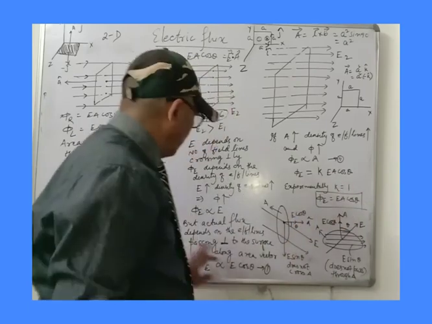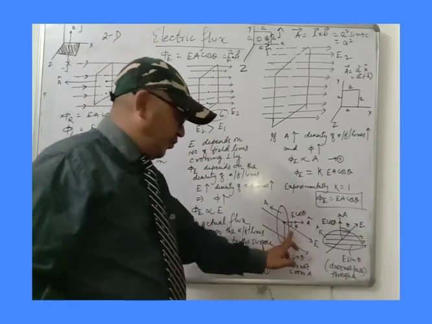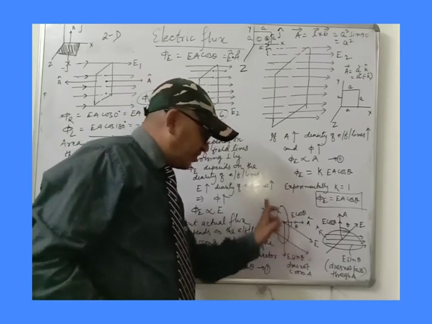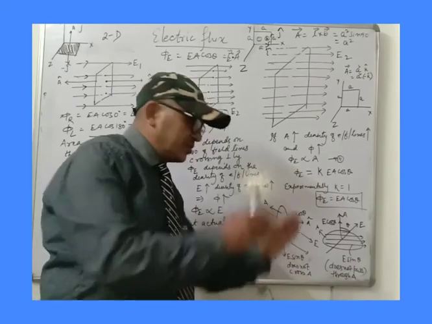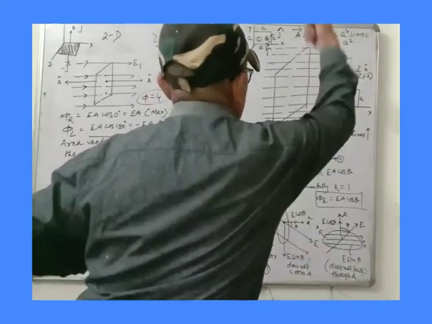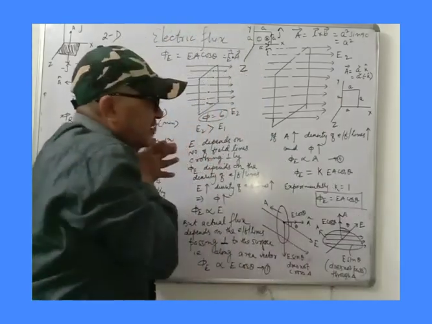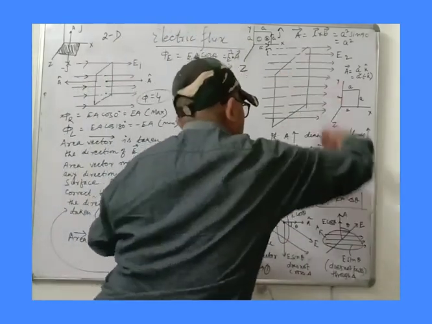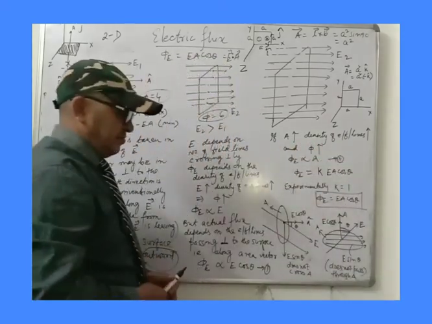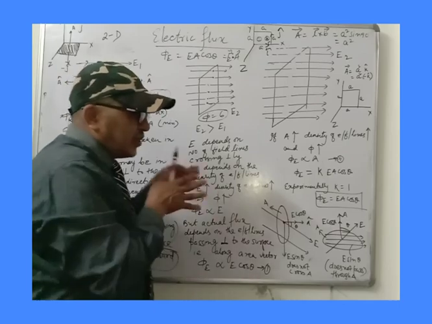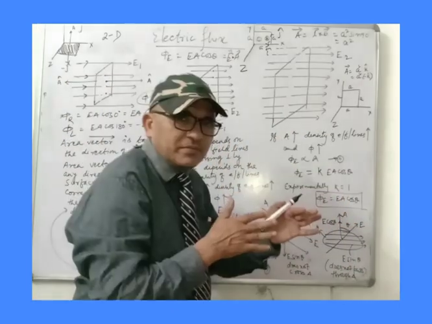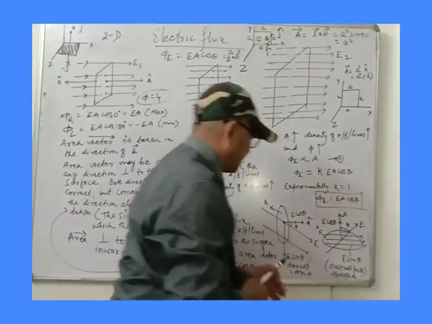This much. Now let's come to the figure. Look here. Suppose there is a circular surface which is kept vertical like this, and electric field lines are coming like this. This is a vertical circle, and the electric field lines are crossing. If all the electric field lines are crossing perpendicularly, then the electric flux will be maximum.